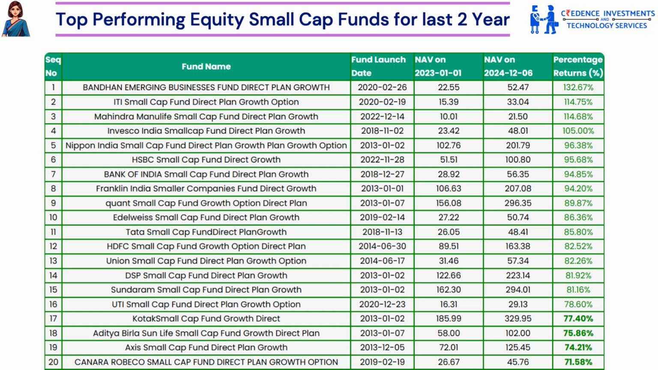Canara Robeco Small Cap Fund Direct Plan Growth Option, 71.58%. Final takeaways. Small cap funds have delivered high returns over the last 2 years, led by Bandhan Emerging Businesses Fund. Diversification and strategy play a role, with both newer and older funds performing well. Investors should consider risk, expense ratios, and volatility along with returns before investing in small cap funds.